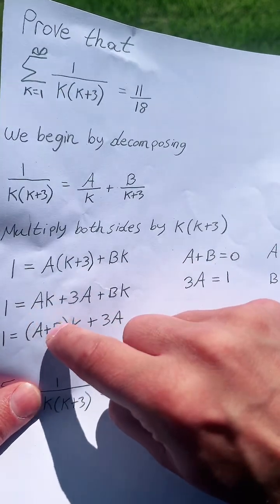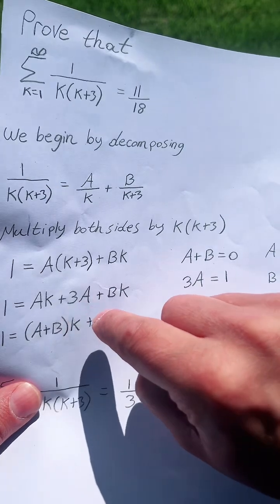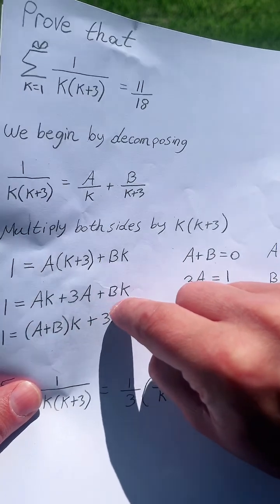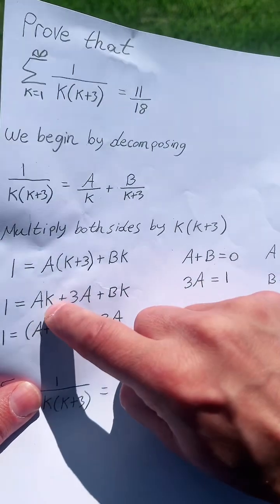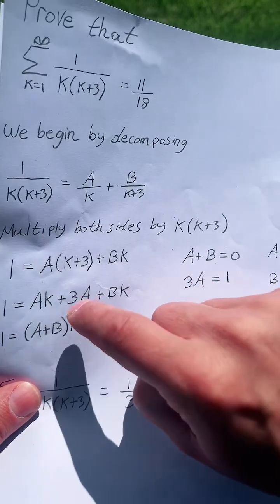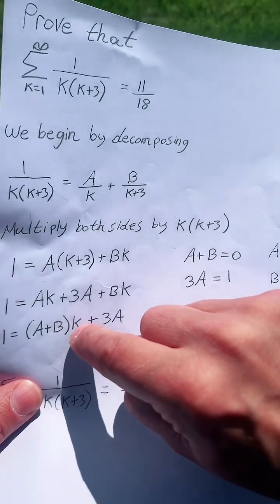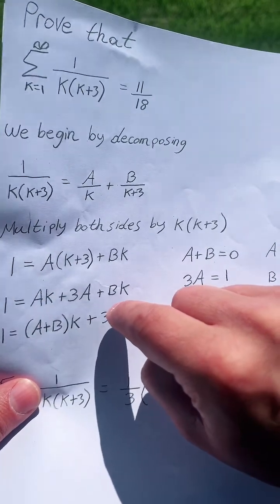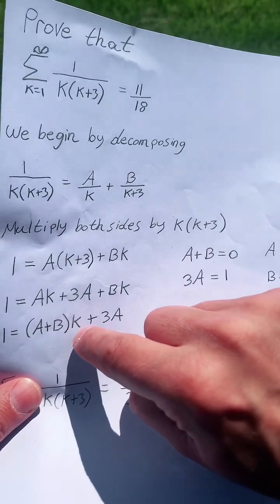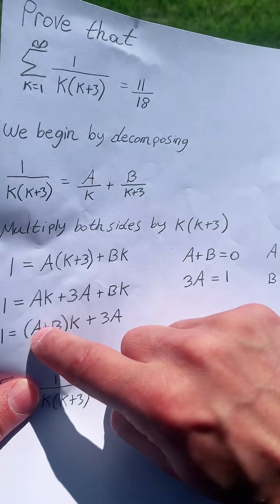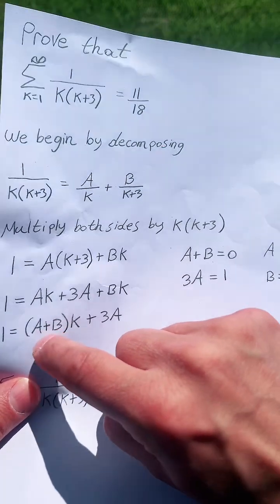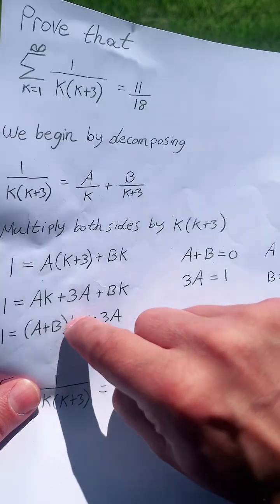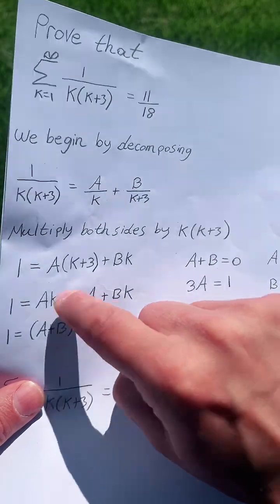So we have 1 equal to ak plus 3a plus bk. We have three terms here: ak, 3a, and bk. We can go ahead and factor out a k. If we pull out a k from the ak and the bk, we have a plus b times k, because if that distributes, we have ak plus bk. So we have a plus b times k, and still the plus 3a. But that's equal to 1.